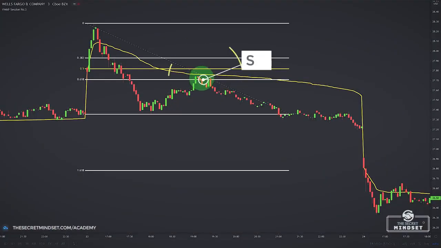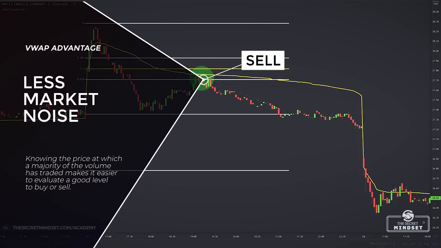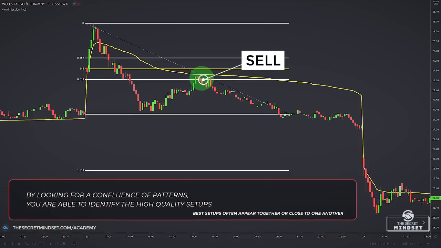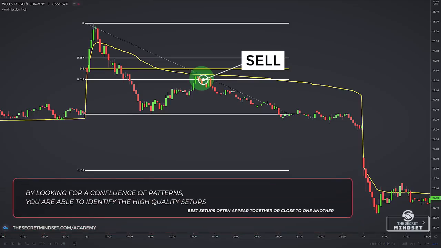One of the reasons I prefer trading with VWAP is its ability to eliminate the noise that occurs throughout the trading session. Knowing the price at which a majority of the volume has traded makes it easier to evaluate a good level to buy or sell. Also remember that the best setups often appear together or close to one another. By looking for a confluence of patterns, we are able to identify the high-quality setups. The point is that when you find clusters of trading setups pointing in the same direction, you find quality.